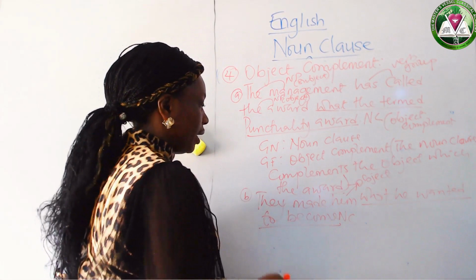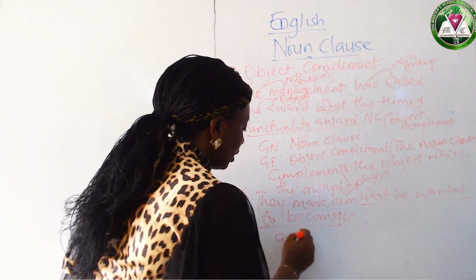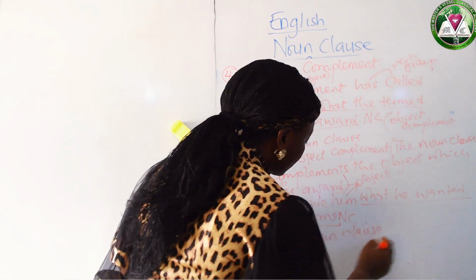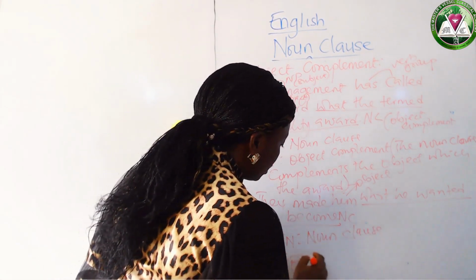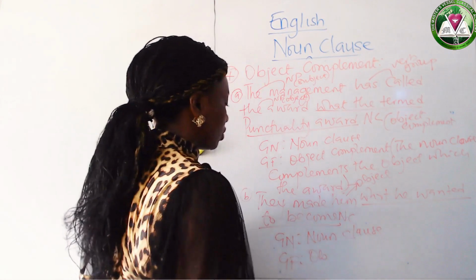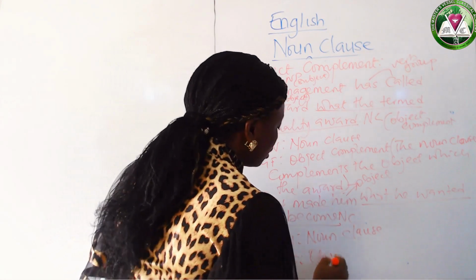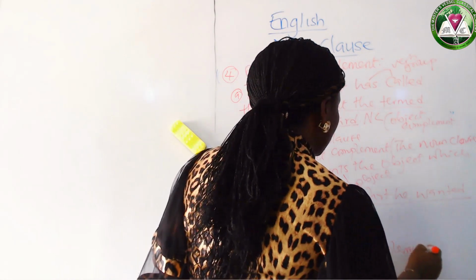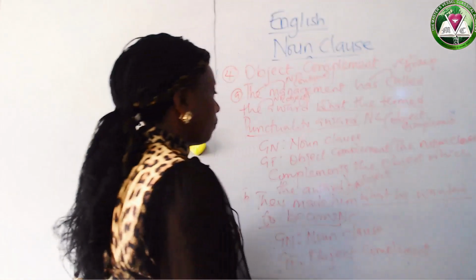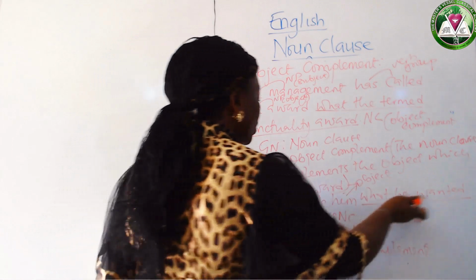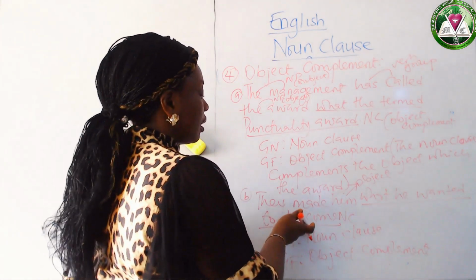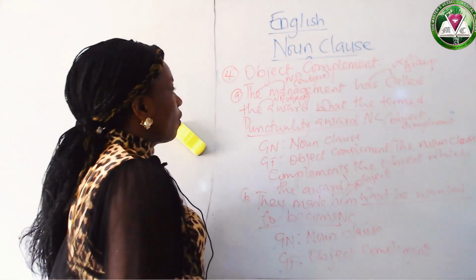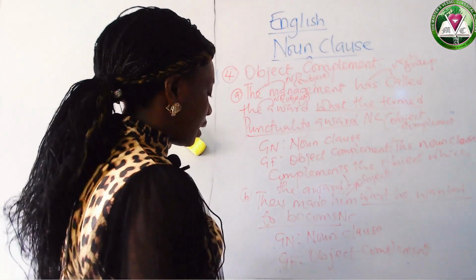Then we have the verb made. So we have our GN as noun clause, and then our GF is object complement. Okay, it's correct. So we can say that the noun clause, which is what he wanted to become, complements the object, which is him. So that is for number 4, object complements.